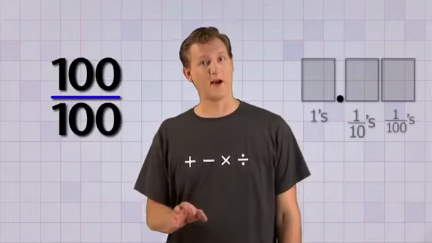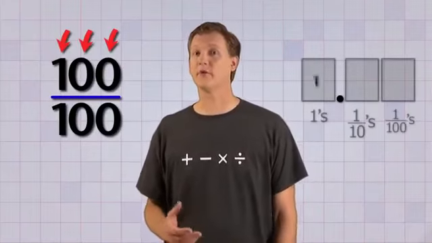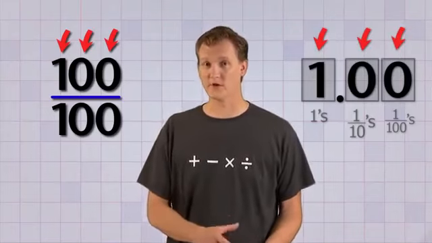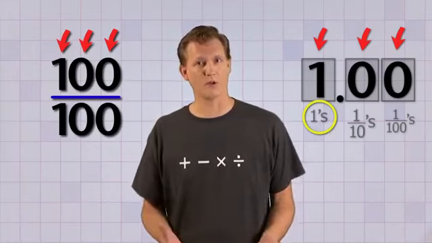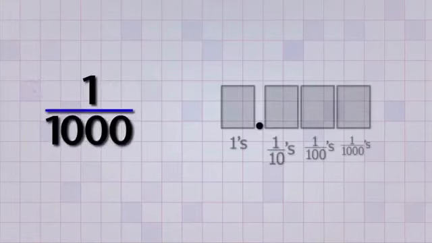Now what do you think will happen if we convert the fraction 100 over 100 into a decimal? Right, 100 has 3 digits, so we need to use another number place. Now the next one over is the ones place. And that makes sense because 100 over 100 is a whole, and its value is just 1. Now that we know how to convert hundredths into decimals, let's try converting thousandths. That's fractions that have 1,000 as the bottom number. Let's start with 1 over 1,000.